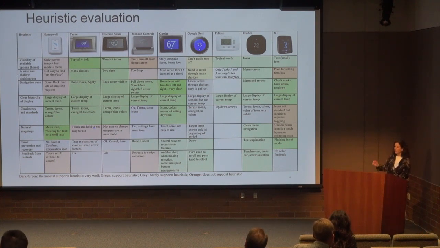Some of the thermostats we were able to calibrate. One of them we could not. There was no means of calibrating it. So even though it was 2 degrees off, it was 2 degrees off. That was all we could do.